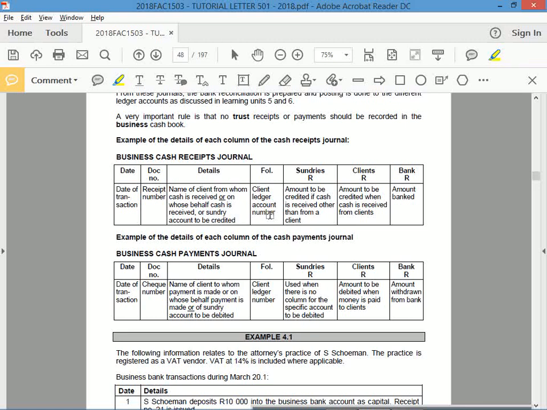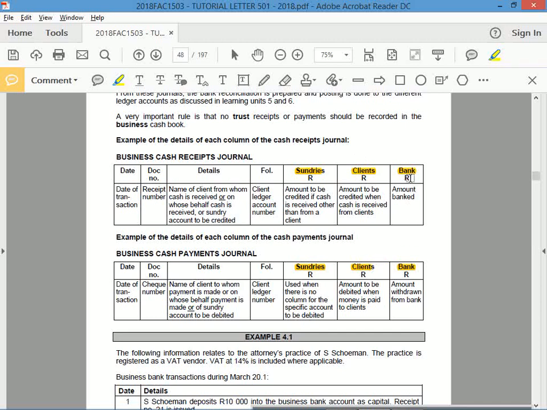Okay, so when looking at a business CRJ or a business CPJ, you'll have a date column, a document number, and then details, folio. Okay, that's standard. These column headings are important because they identify a specific account. Fortunately, you won't have as many column names because they tend to group things, in terms of sundries, or in terms of the client, and bank is always there.